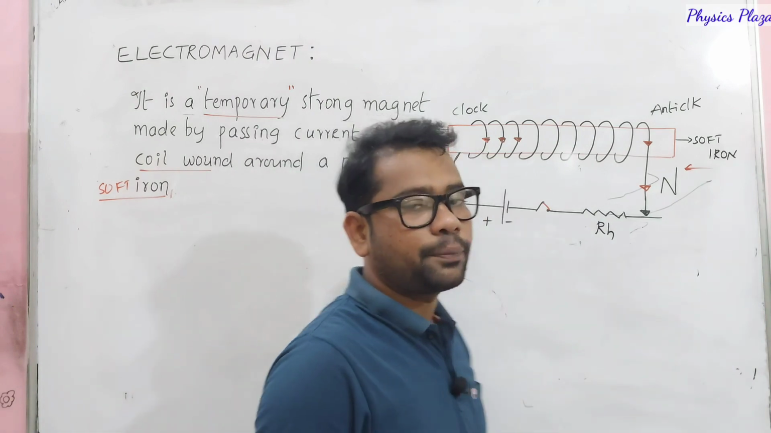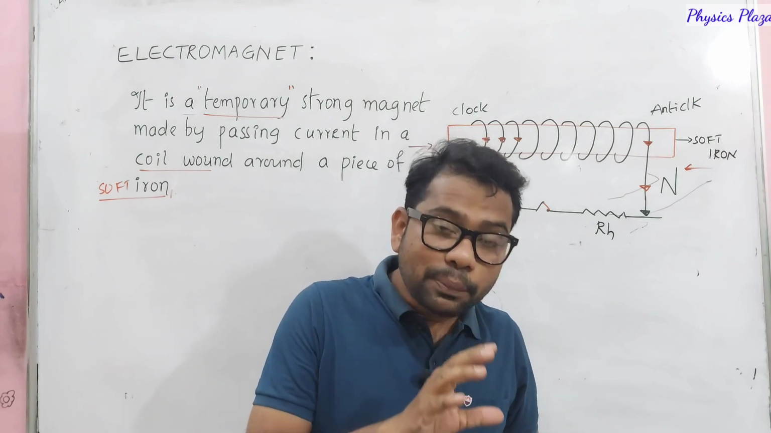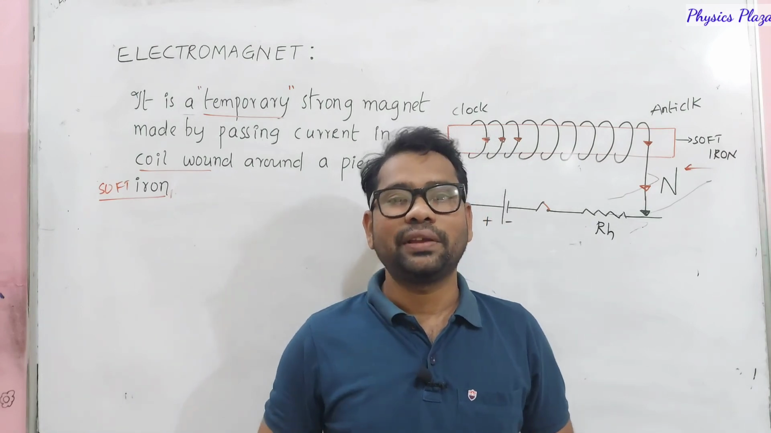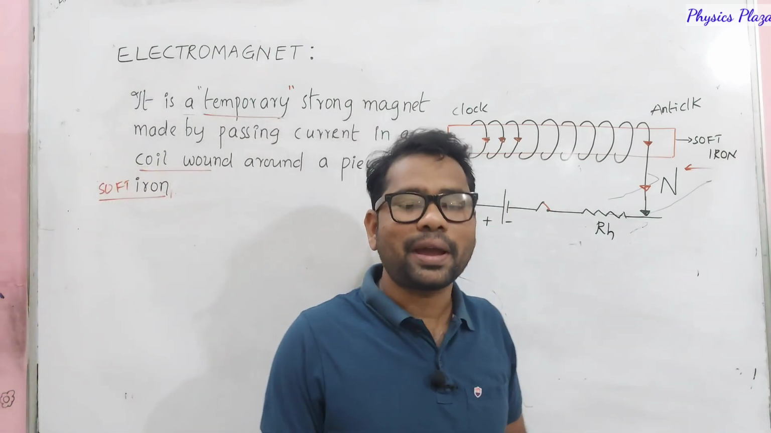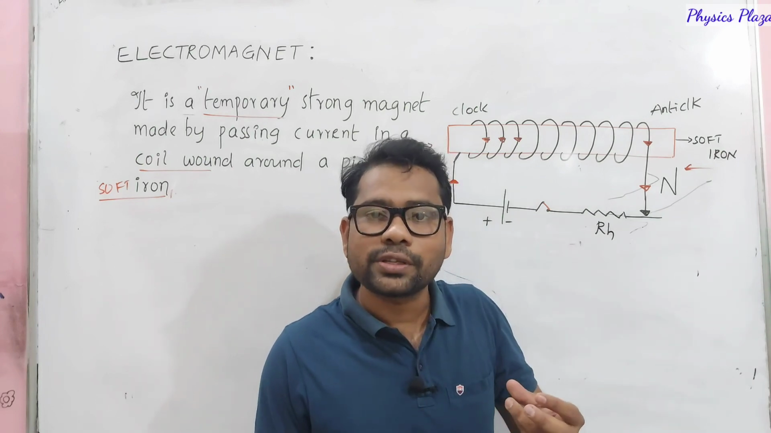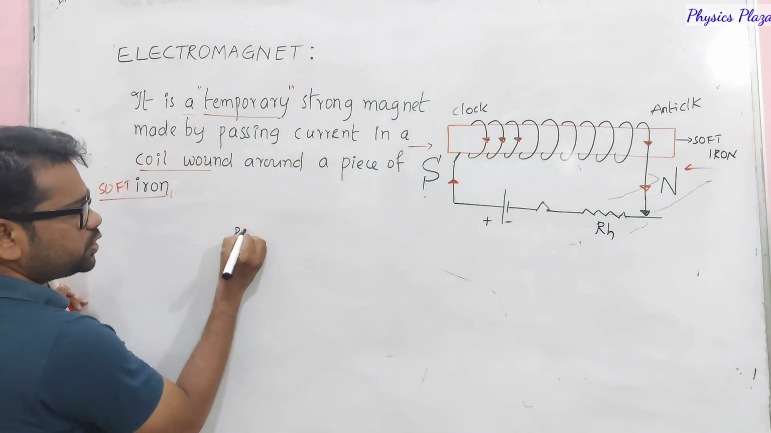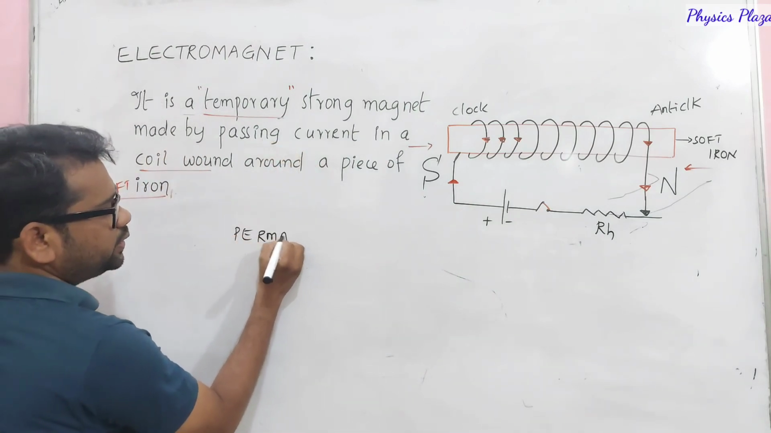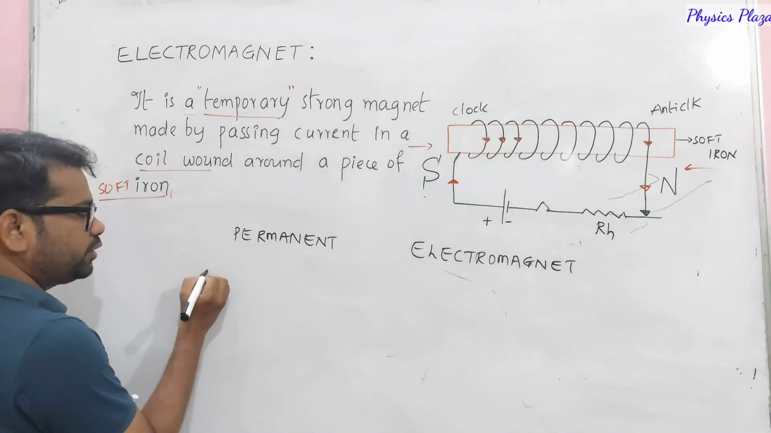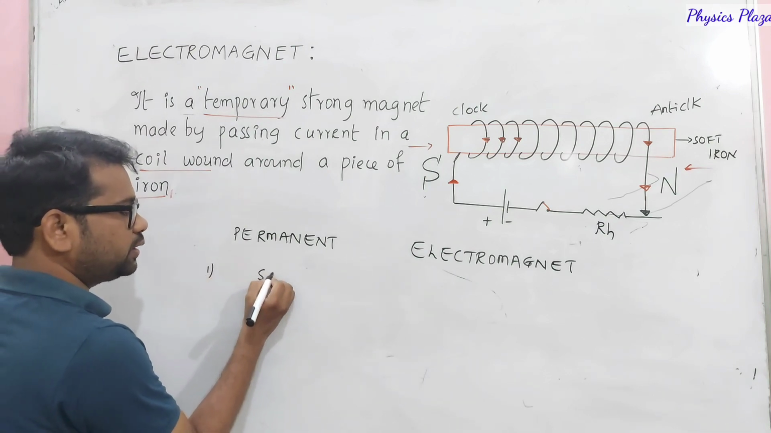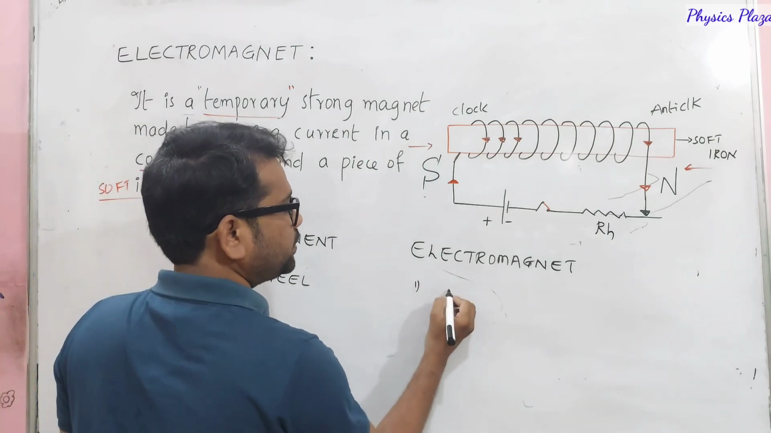Children, here the very important thing is the differences between permanent magnets and electromagnets. Previously we have seen the difference between a bar magnet, of course a permanent magnet, and a solenoid. Now we are going to see the difference between a permanent magnet and an electromagnet. So let us say permanent magnet here. The very important thing is, the first point: permanent magnets are made up of steel, whereas electromagnets are made up of soft iron.